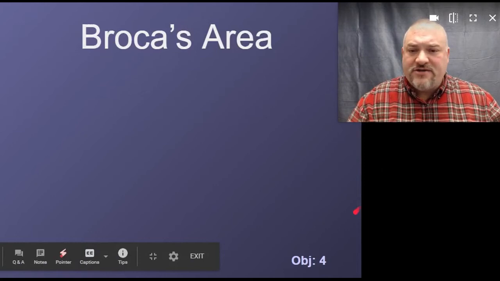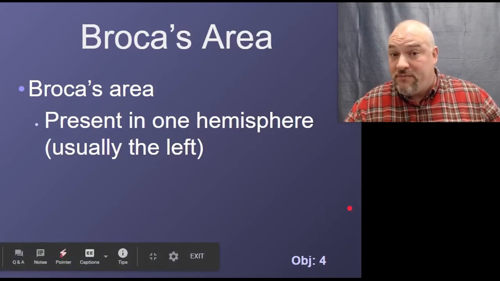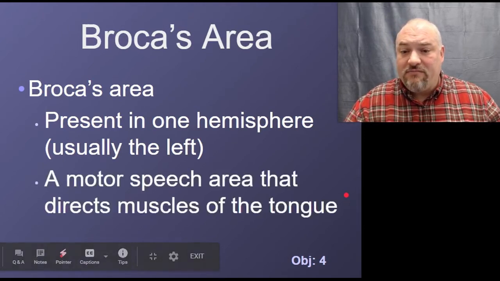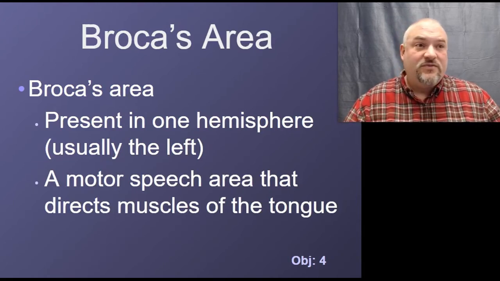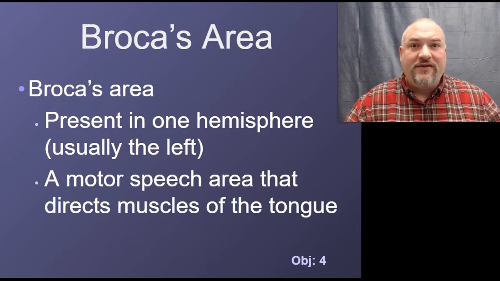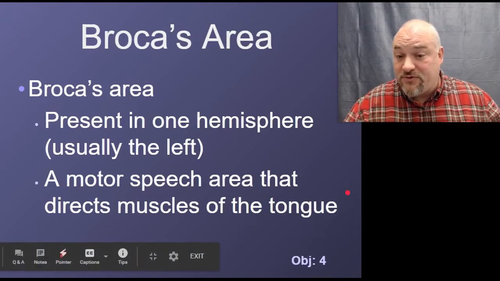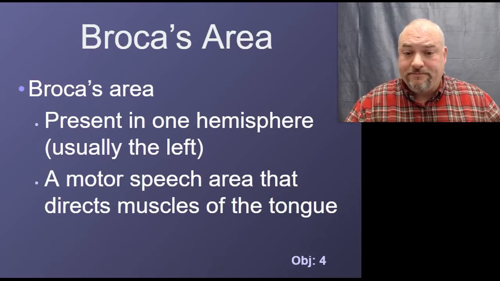Broca's area bears mentioning. It's present in one hemisphere, usually, but not always, the left hemisphere, because we have language over there. It's a motor speech area that directs the muscles of the tongue. It's one of the areas where you can tell what part of the brain you might have had a stroke in, if it affects your ability to move your tongue to process and produce words. Maybe the stroke was close to your Broca's area.